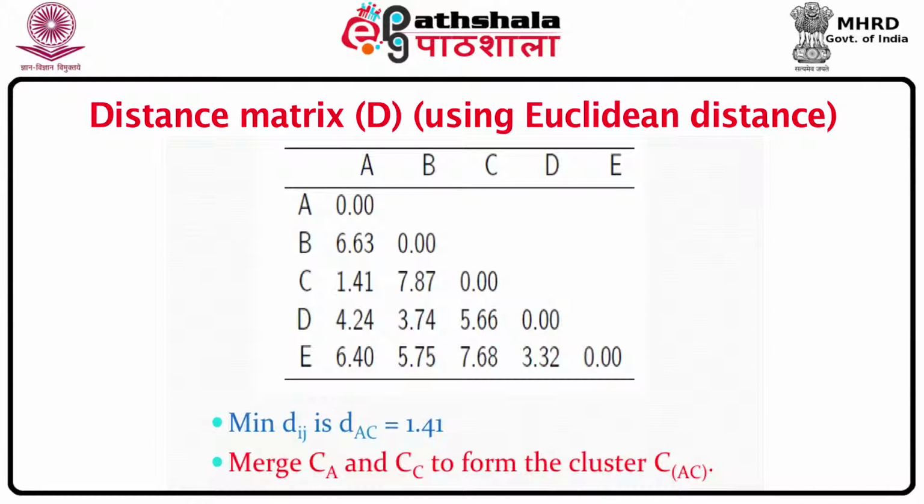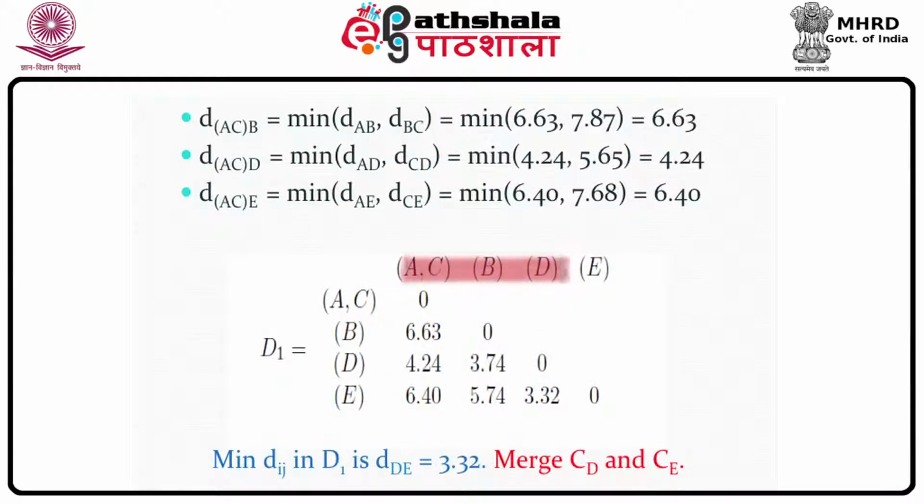Hence we merge these two clusters, CA and CC, to form a cluster CAC, which consists of 2 elements, AC now. So instead of 5 clusters, now we have 4 clusters. One is AC, the second is B, the third is D, and the fourth is E. Again, we find the distance between each of these clusters, and now we use the single linkage method. We already know the distance between B, D and E, so we don't need to redo that. But to look at the distance between the cluster AC and B, we find the minimum of DAB and DBC, which comes out to be 6.63. Similarly for the other two, and this leads us to the second distance matrix, D1.